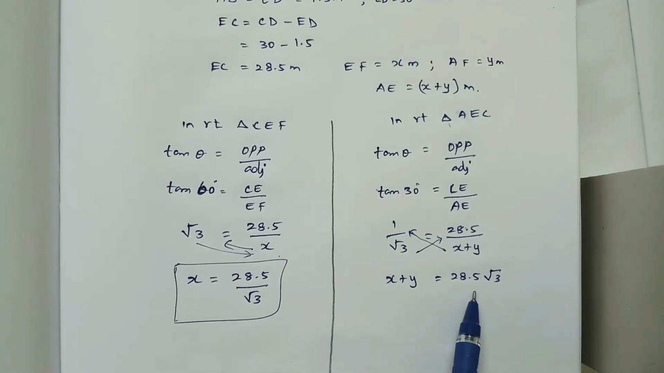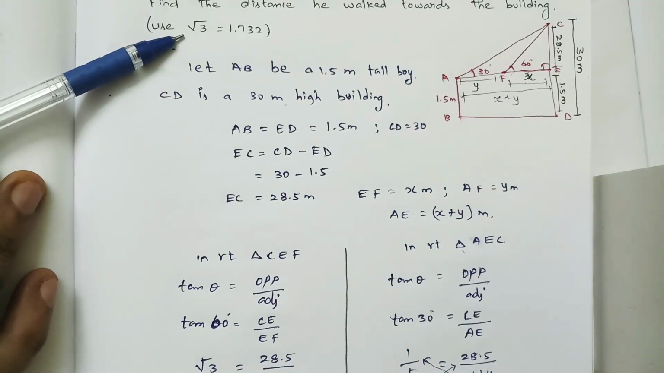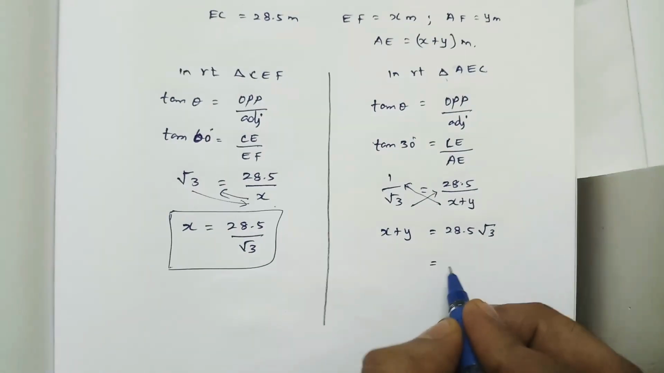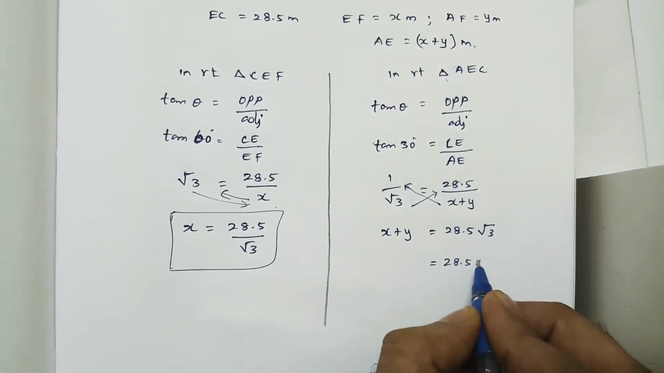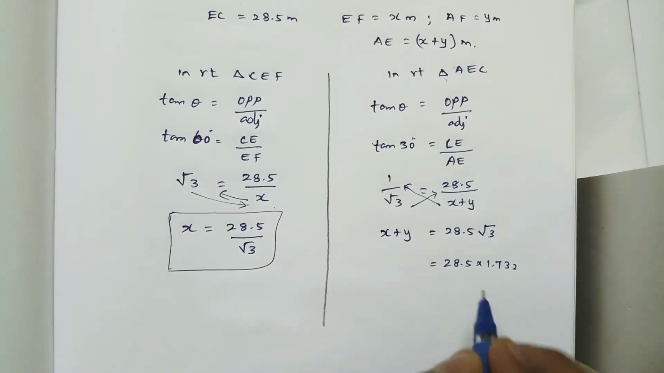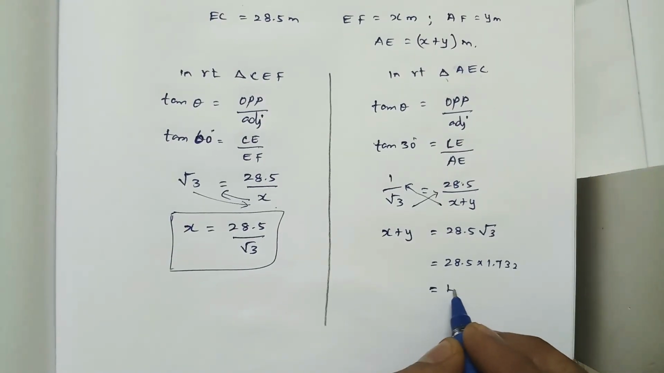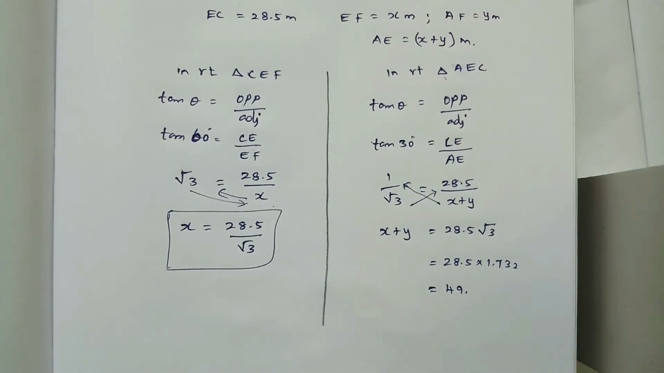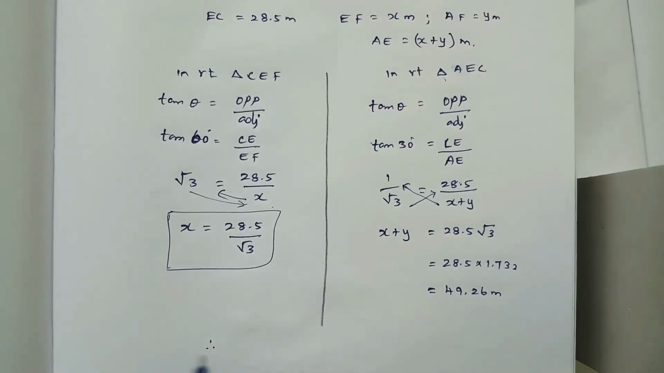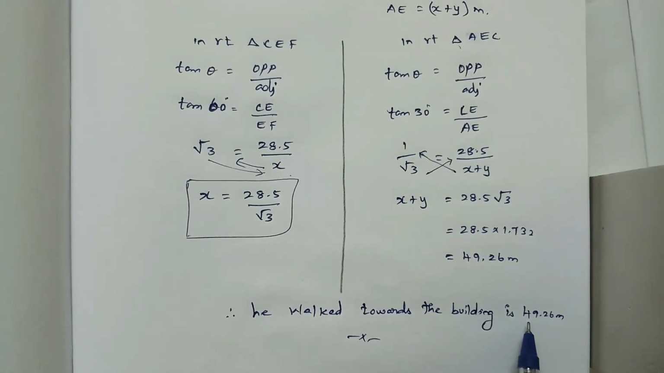We can stop here itself, but in the question itself they have given, use root 3 is equal to 1.732. So we want to substitute the value of root 3. So it is equal to 28.5 into 1.732, which is equal to 49.26 meter. Therefore, the distance he walked towards the building is 49.26 meter.